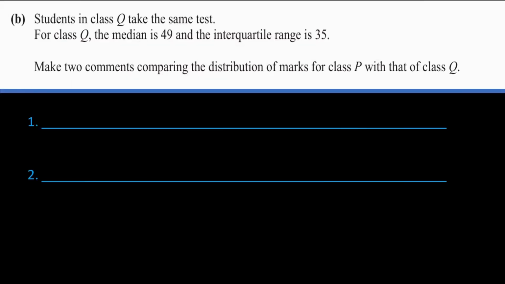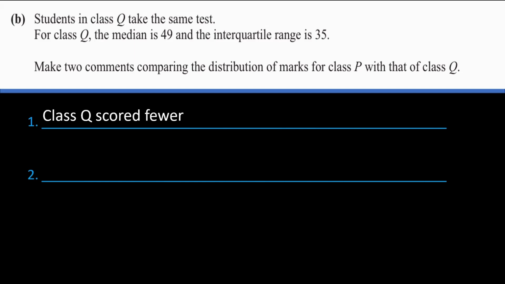In 15B, we are told that students in class Q, another class, take the same test. For class Q, the median is 49 and the interquartile range is 35. Make 2 comments comparing the distribution of marks for class P with that of class Q. Remember, median is a measure of average, central tendency, and interquartile range measures spread. So you should be building your statements around average and spread.